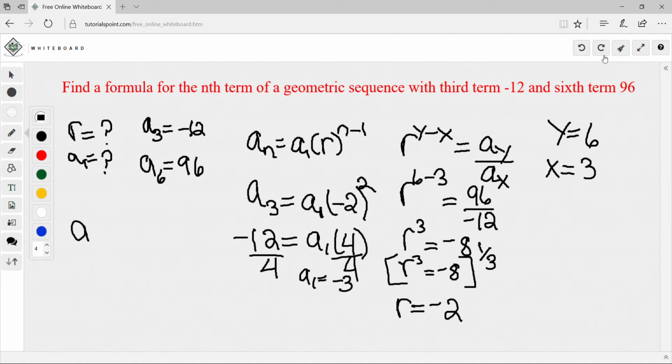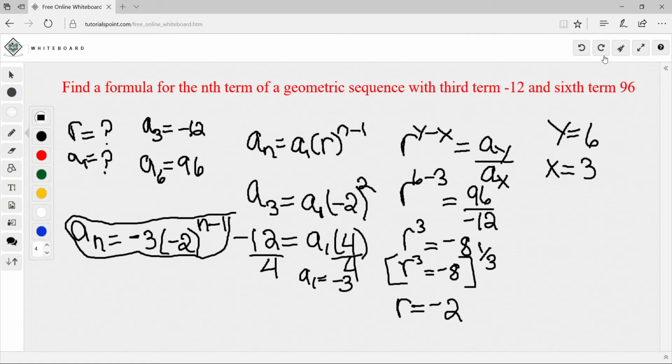So now we know the first term and we know the ratio. Now we can find the nth term. So a_n equals the first term, which is -3, times the ratio, which is -2, to the n minus 1 power. And that's how you find the formula for the nth term of a geometric sequence.